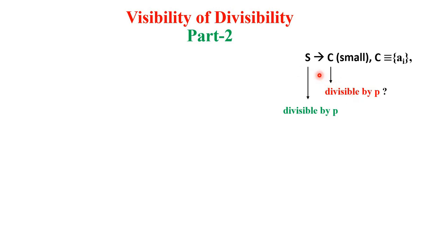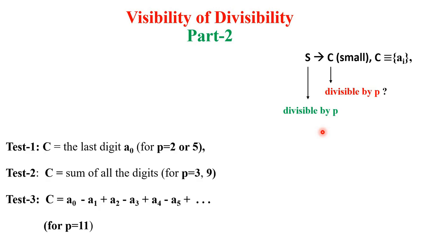What we do basically is we extract a much smaller number c from the given number s, where of course c can be expressed in terms of the digits of the original number s, and the rules demand that if that smaller number c is divisible by p, then also s is divisible by p. So we have seen the popular tests for prime p equal to 2 or 5, 3 or 9 and 11, which are available in class 4 or 5 textbooks, right?